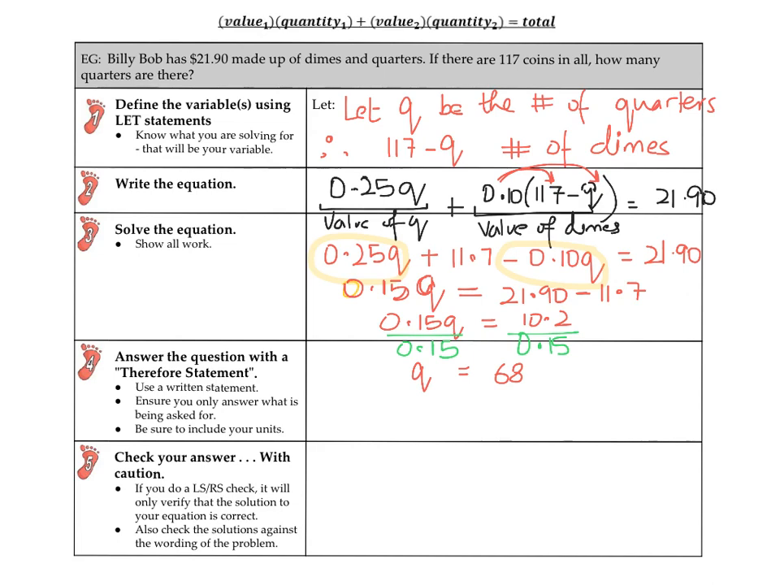So therefore, how many quarters do we have? Number of quarters is 68, and dimes was 117 minus 68. So that would be 49 dimes. Therefore, the number of quarters is 68, and number of dimes equals 49.